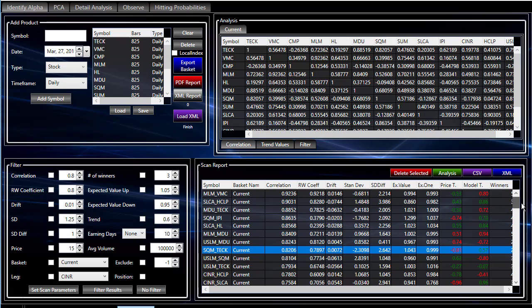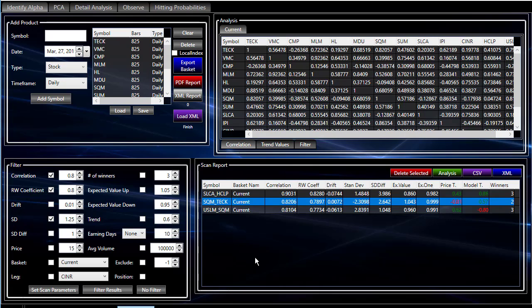And then I went ahead and set a few things to tighten it up. 0.8 correlation, 0.8 RW coefficient. I set it for 1.25 standard deviations. And I think that was all I did. Let's go ahead and filter those results. Yeah, and when I did that, it didn't give me a whole lot of them. But I did get 3, and let's take a look at this one. It's actually the most interesting of them.